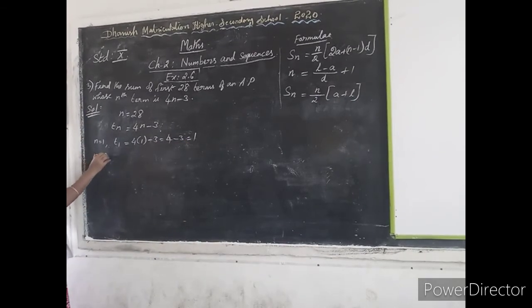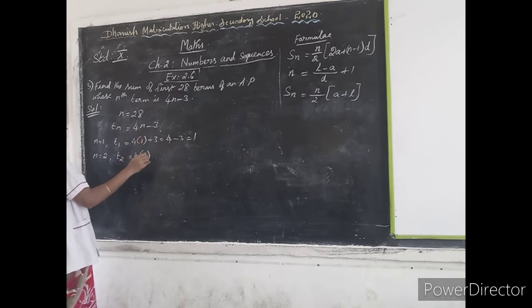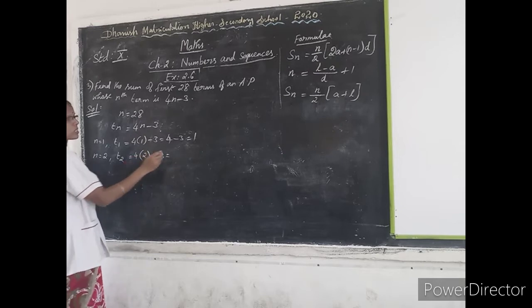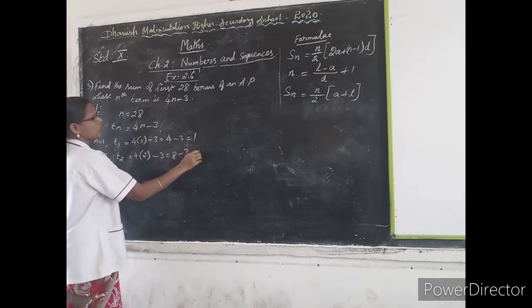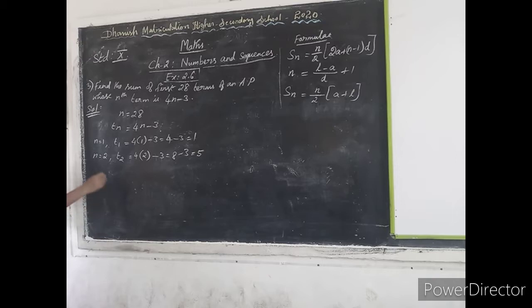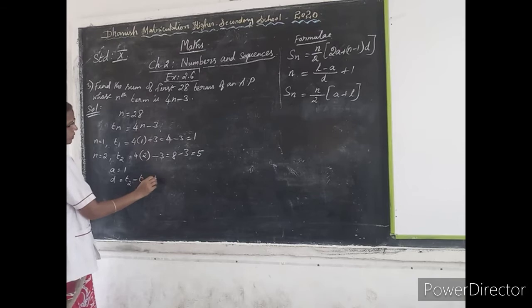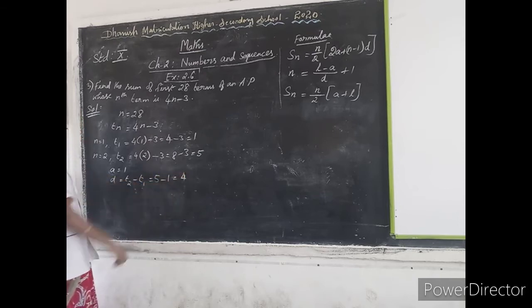Next substitute n is equal to 2. So T2 is equal to 4 into 2 minus 3 is equal to 4 twos are 8. 8 minus 3 is equal to 5. So this is the first term, this is the second term. So a is equal to 1. Common difference d is equal to T2 minus T1 is equal to 5 minus 1 is equal to 4.